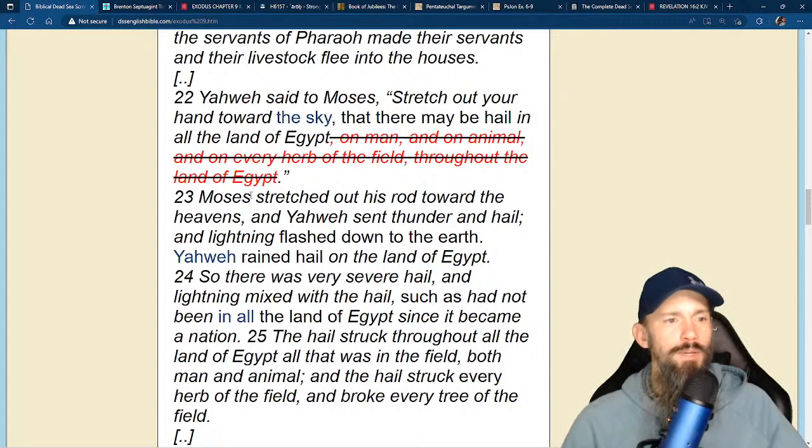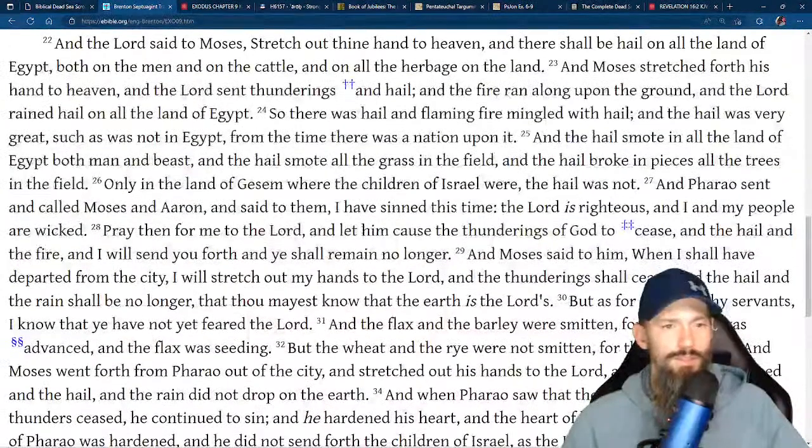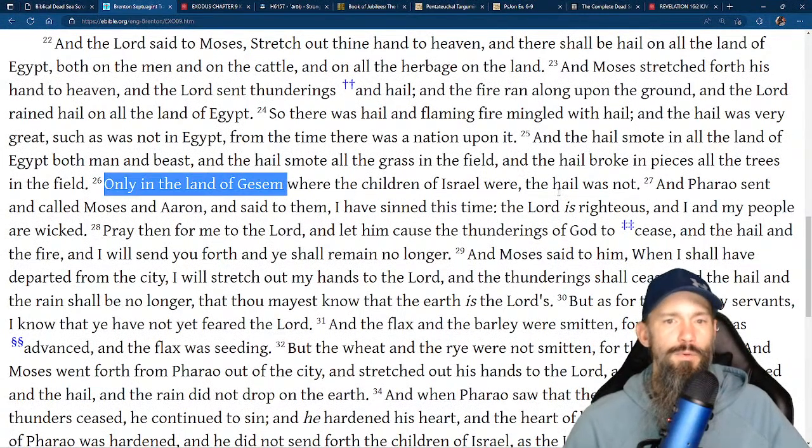On all the land of Egypt. Moses stretched out his rod toward the heavens, and Yahuwah sent thunder and hail, and lightning flashed down to the earth. Yahuwah rained hail on all the land of Egypt. So there was very severe hail, and lightning mixed with the hail, such as had not been in all the land of Egypt since it became a nation. The hail struck throughout all the land of Egypt, all that was in the field, both man and animal, and the hail struck every herb of the field, and broke every tree of the field. Only in the land of Goshen, where the children of Israel were, the hail was not.